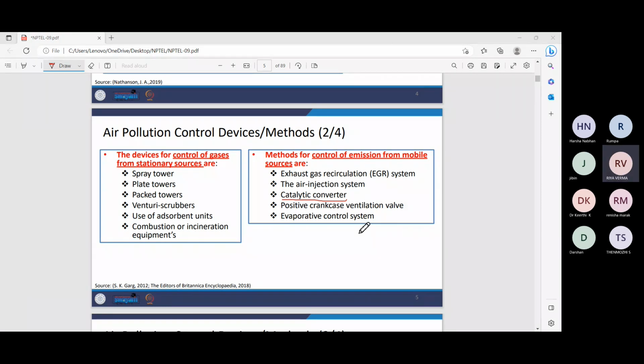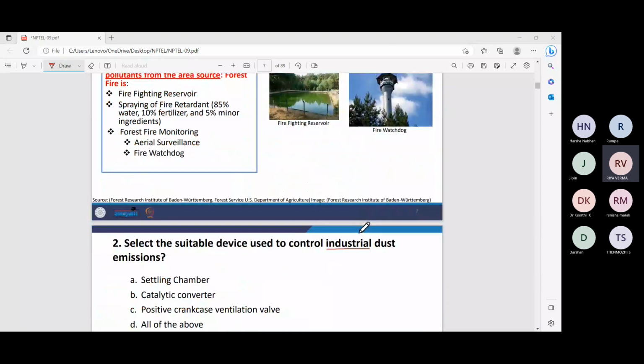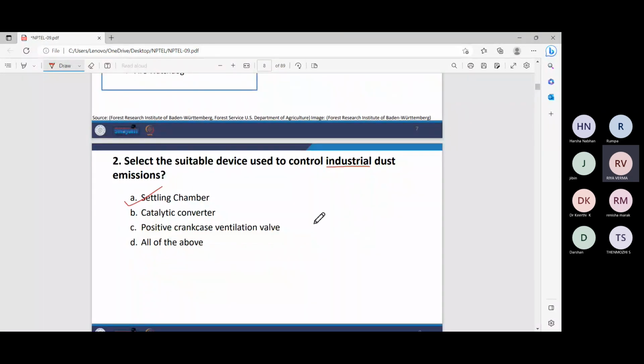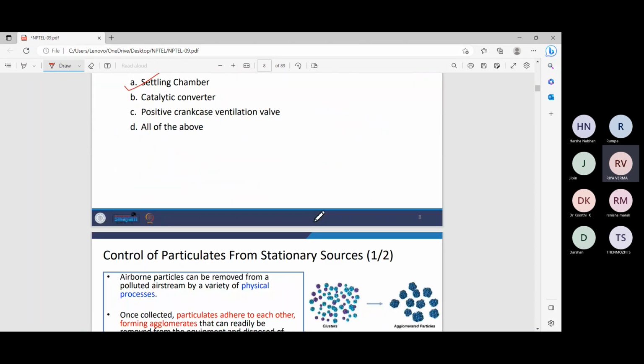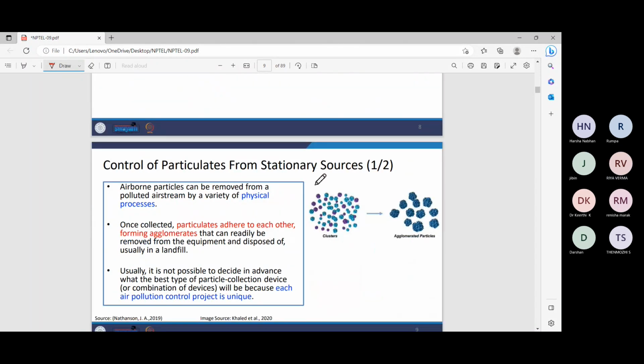Sorry, I was there now. So for industrial dust emissions, we have this settling chamber that can be used. For control of particulates from stationary sources, we can remove these airborne particles by a variety of physical methods. The first one is the coagulation mechanism. What it does is, once collected, the particulates tend to adhere to each other, and the finer particles tend to form bigger flocks of particles, and thus they can be removed very easily.